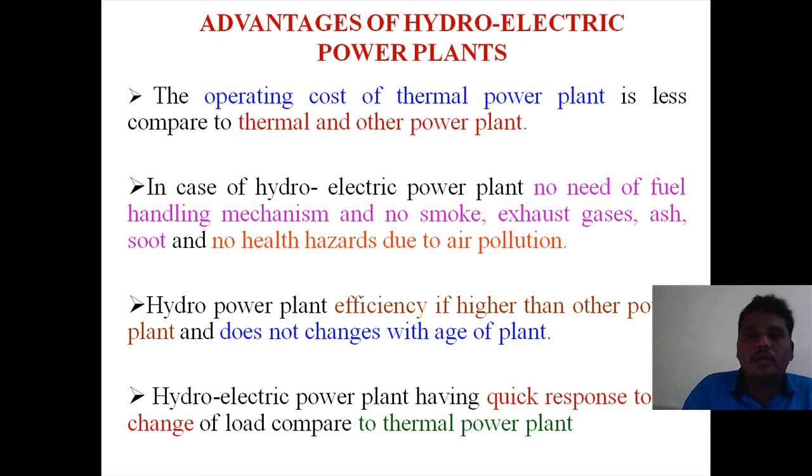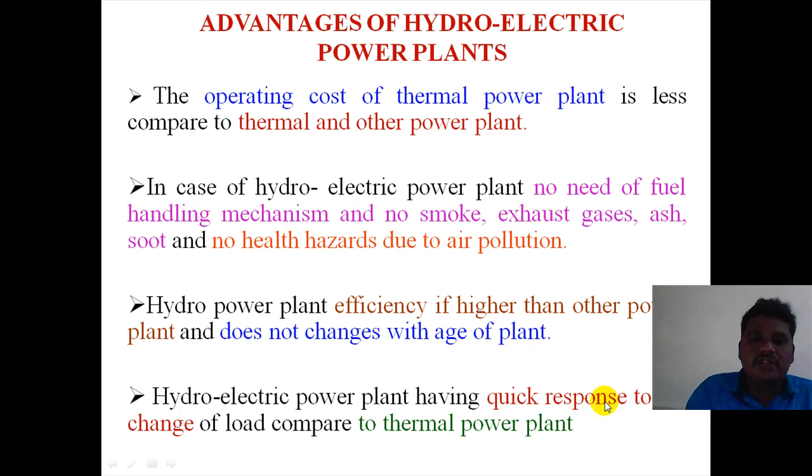Next one, in a hydroelectric power plant, there is no need of fuel. Fuel is not necessary. Why? Because there is no fuel, no smoke, no pollution. No pollution hazards: water pollution is not there, as well as air pollution is not there. Next, the efficiency of a hydroelectric power plant is higher than other power plants. Efficiency doesn't vary with the age of the plant; even as the age increases, there is no change in the efficiency.